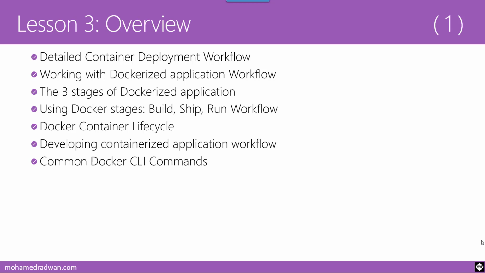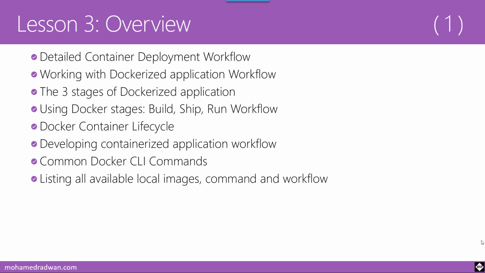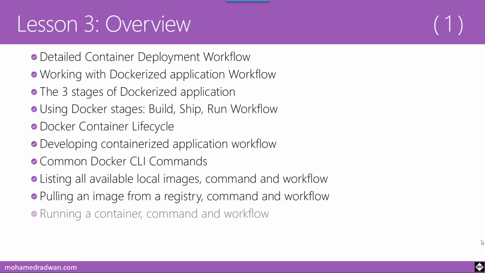After that, we will list some of the important Docker CLI commands. So we will introduce these commands with a good description of each command, followed by a detailed description for each command and workflow. For example, we will see listing all available local images. So we will see the command, describing each part of the command and what is the workflow for this command. Then another command, which is pulling an image from the registry. So we will get the details of the command as well as the workflow of the command.